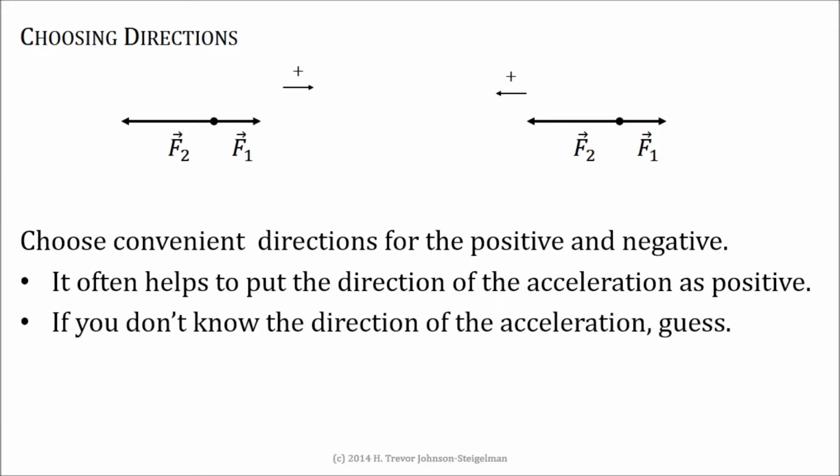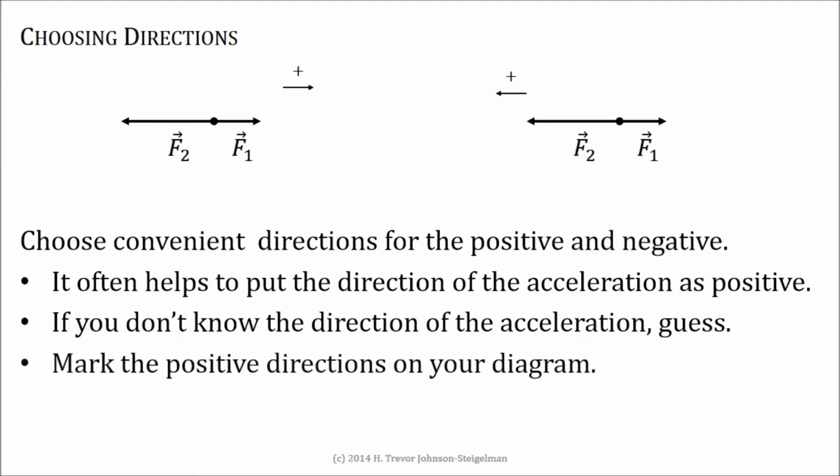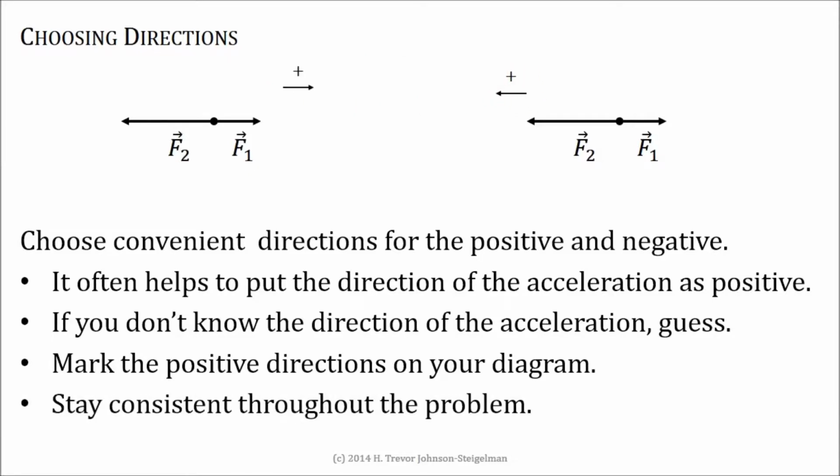If you don't know, because you don't have an idea of the actual numbers or the magnitudes of these forces, then just guess. Just pick a direction, maybe make it convenient. If it's sliding down an incline, you might make down the incline positive. If it's falling down, you might make downwards positive. That's completely up to you, but you can guess. But once you do that, mark the positive directions on your diagram, and then be consistent throughout the problem. Don't change things halfway through, because then you'll have to go back through and change the sign of everything.